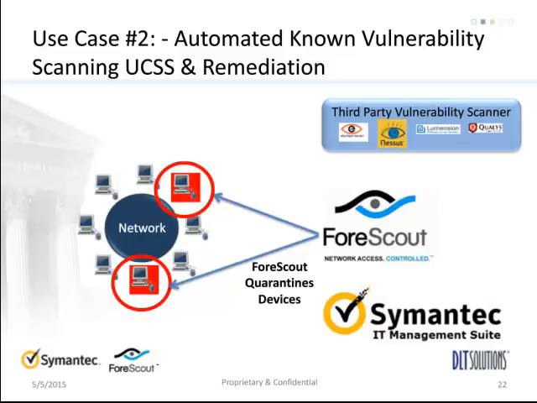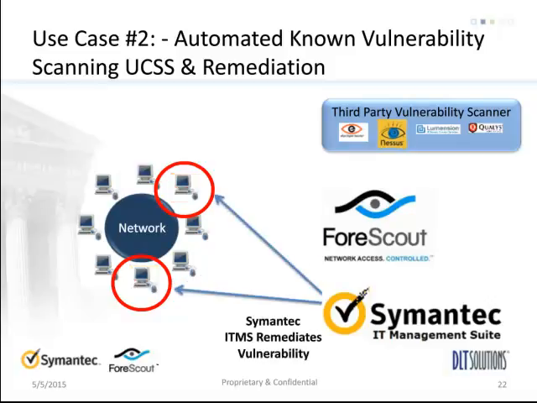We then send a trigger event to ITMS, which can then do its magic, which would be to remediate the vulnerability, either through changing the configuration setting, if that's what was discovered, or updating the patch levels of the device. Once we have confirmation that those systems are back to a known good state, ForeScout can then release them back into production, and this is both servers and workstations. We can release them back into production in the normal operational state.